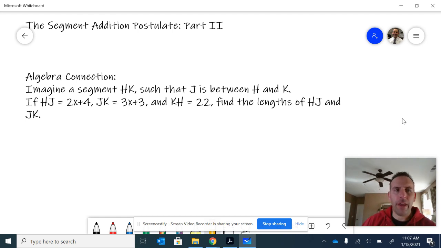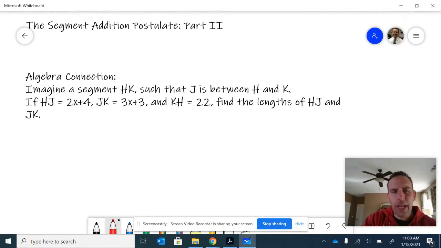Welcome back. In this lesson, we will continue examining the segment addition postulate. We'll call it part 2. It's an algebra connection. In this example, we have a scenario of a line segment with certain points, and we're giving them algebraic expressions instead of numerical values.